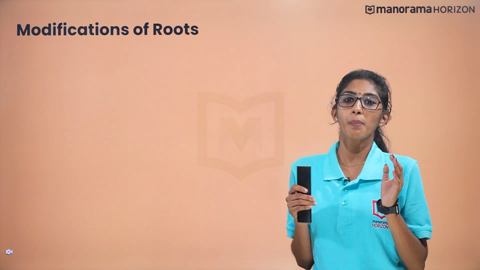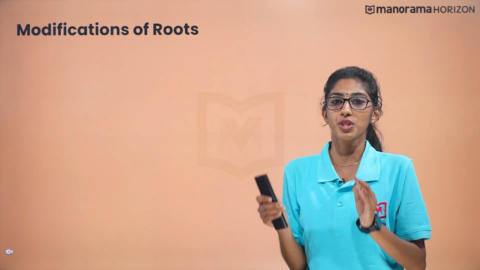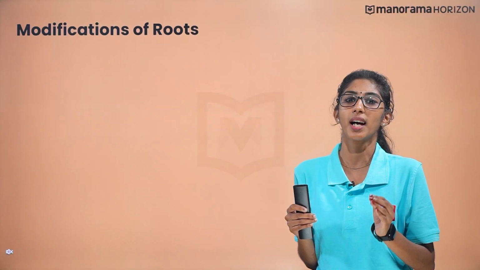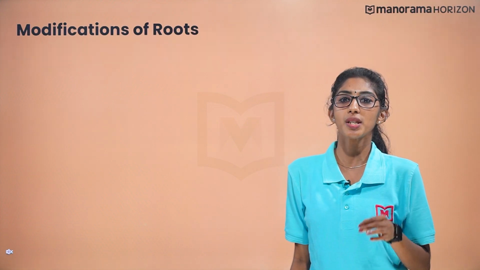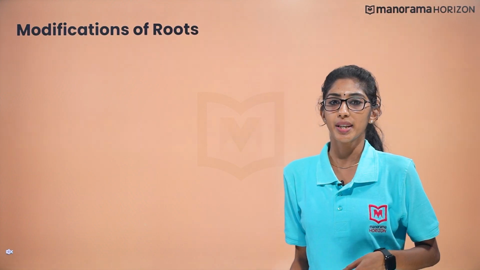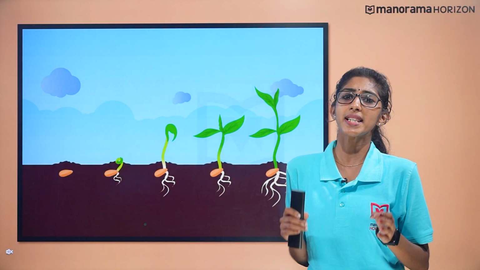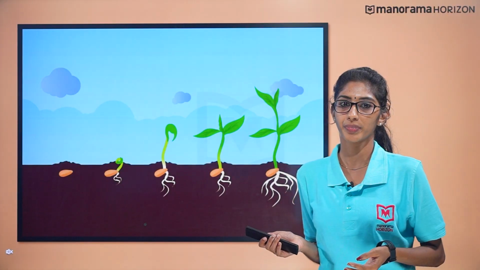Furthermore, modifications are the changes in shape, form or structure in an organ to carry out special functions other than or in addition to the normal function. Modification of roots is found in both taproots and adventitious roots. Let us see a few examples of modifications of root.